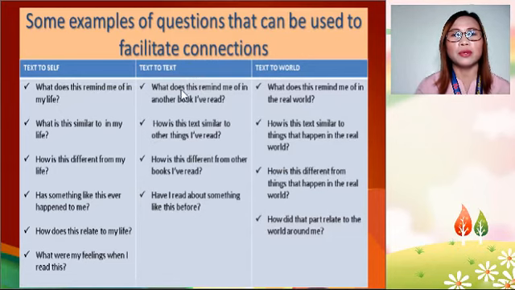For text to text: What does this remind me of in another book I've read? How is this text similar to other things I've read? How is this different from other books I've read? Have I read about something like this before? Now text to world: What does this remind me of in the real world? How is this text similar to things that happen in the real world? How is this different from other things that happen in the real world? How did that part relate to the world around me?